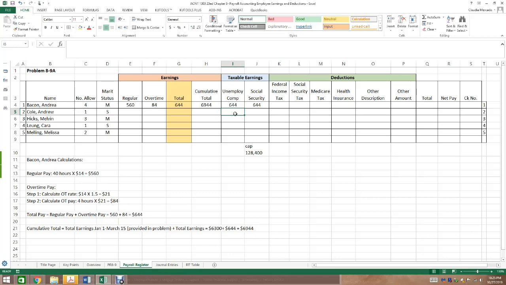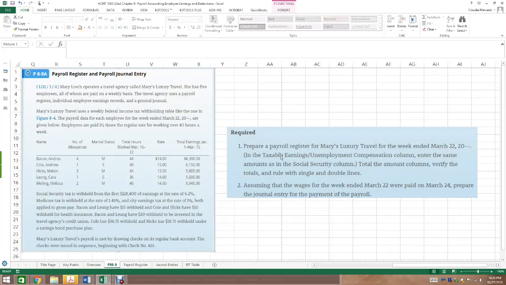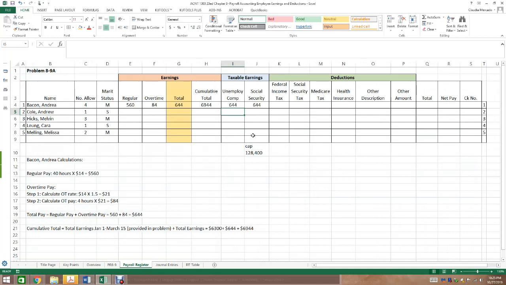But per the instructions in this particular problem, it says, in the taxable earnings for unemployment compensation, enter the same amount as in Social Security. So that's what I'm going to do. I'm following instructions. So, what's going to happen is I'm going to pay unemployment compensation taxes on the $644 that I earned. I'm going to pay Social Security taxes on the $644 that I earned. Now that we identified how much of our total earnings is taxable, I can start calculating my deductions. Okay? So, I'm going to continue right here with my taxes.